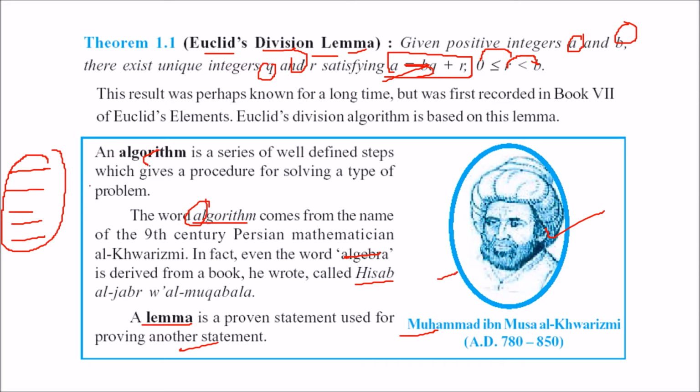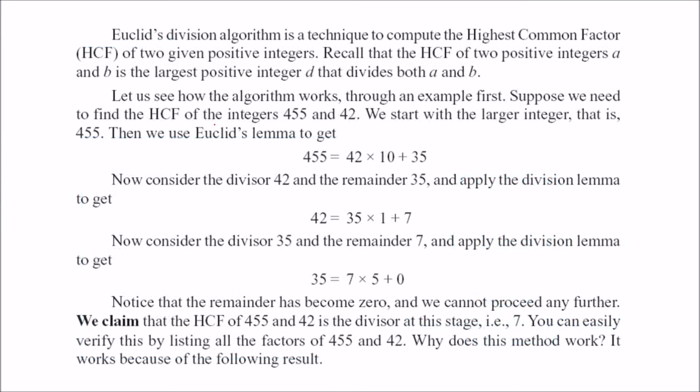He gave us all these things which we are studying right now. So the Euclid division algorithm is a technique, and its application can be used for finding the HCF, the highest common factor. Just recall what the HCF was. The HCF of two positive integers a and b is the positive integer d which divides both a and b.